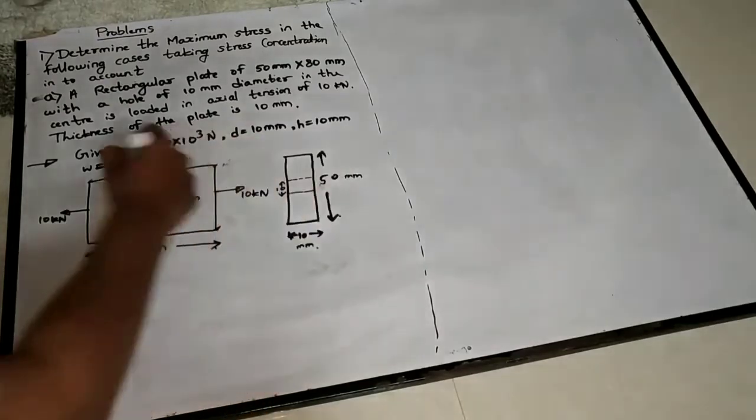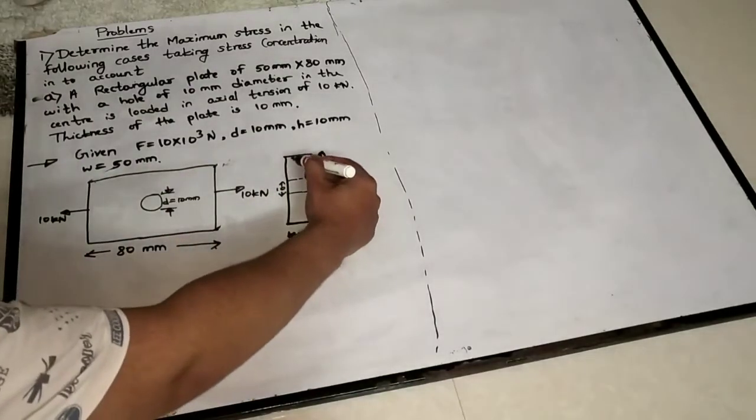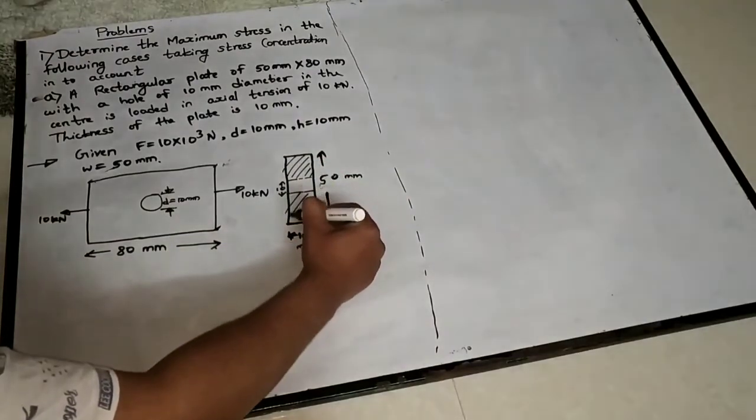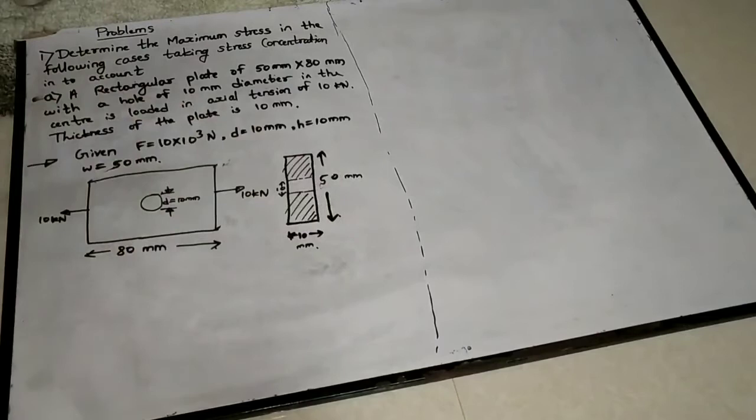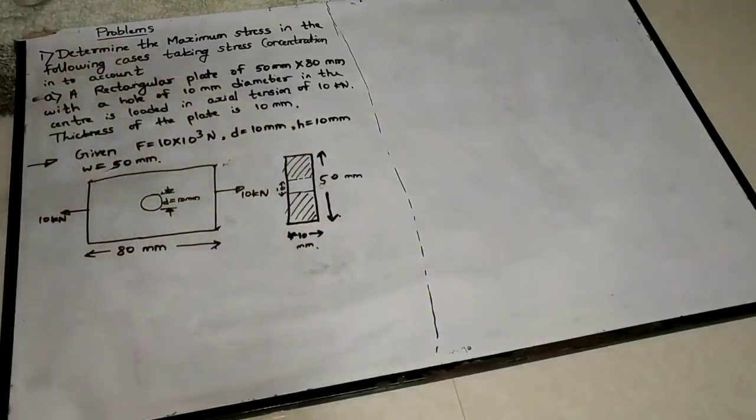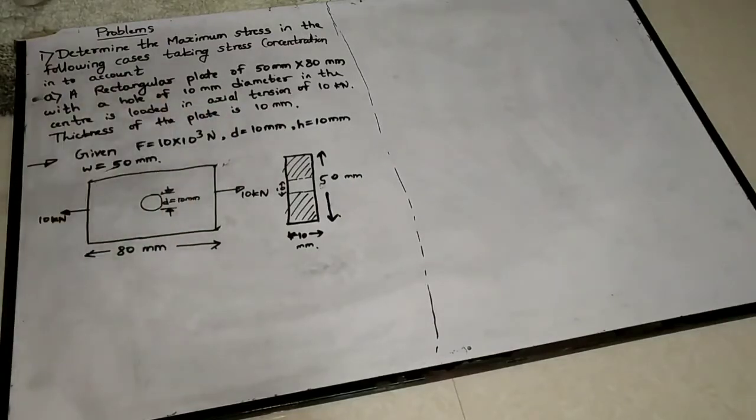So similar kind of problems you already solved in the previous lecture. We took one example, right? Now this is your cross-sectional area. When you take a section at the hole, this is your cross-sectional area. Why are you taking this cross-sectional area only? Why are you not taking over here or here? Because you are designing for the critical section.